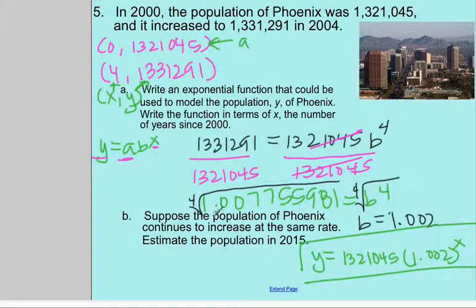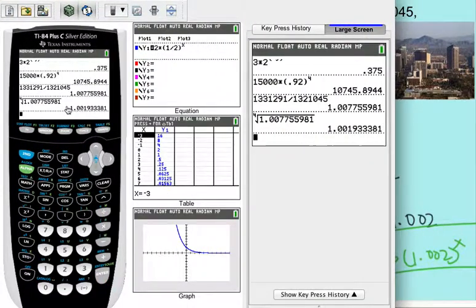Now, part B says, suppose the population of Phoenix continues to increase at the same rate. Estimate the population in 2015. Well, we're talking about years since 2000. So how many years is 2015 since 2000? Well, it's 15. So we plug in 15 for x. Okay, so we would go ahead, and I would recommend using this whole b value.